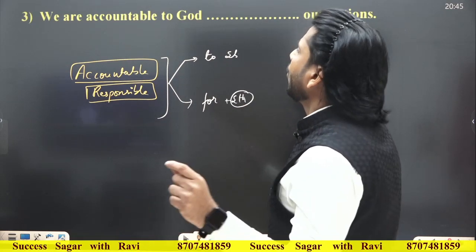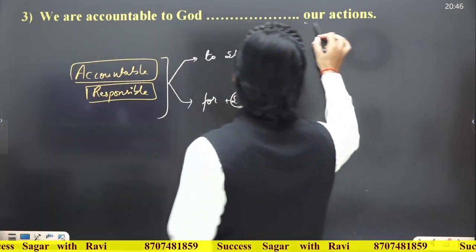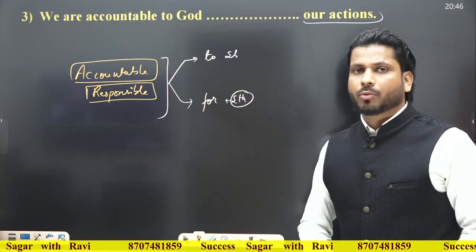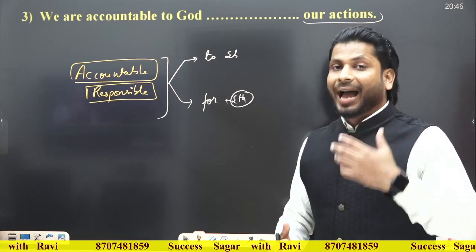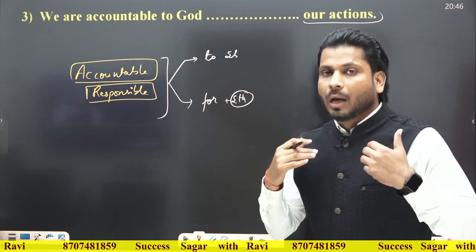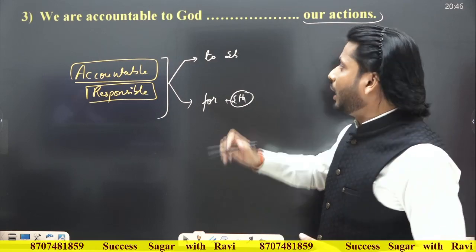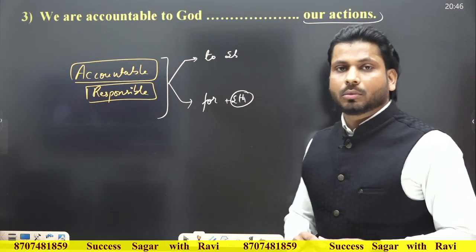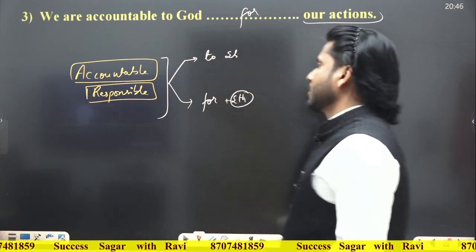You are saying, we are accountable to God. So what? This is your action, our actions. We are responsible to God. It means we'll have to face God for our actions. If we are doing something wrong, we'll have to give the answer. To whom is the answer to be given? The answer is to be given to God. God should be there. So we'll have to use the preposition for in the given sentence.